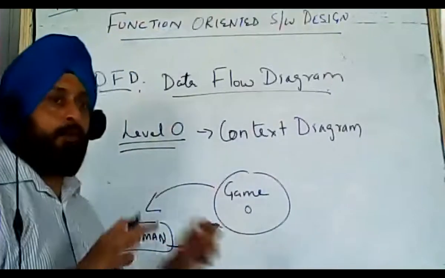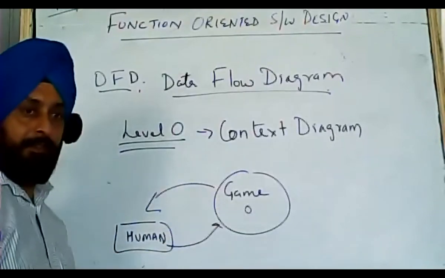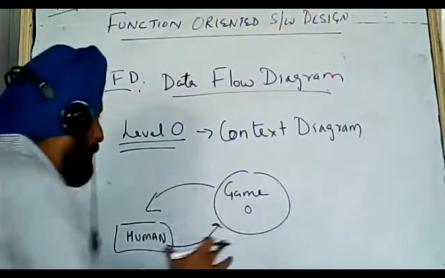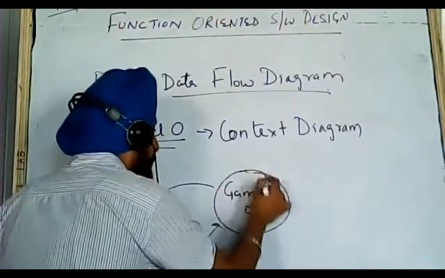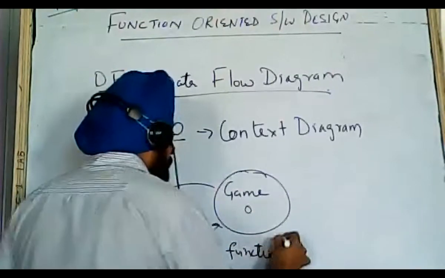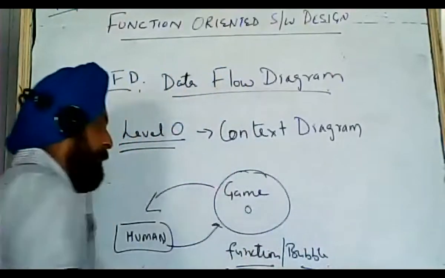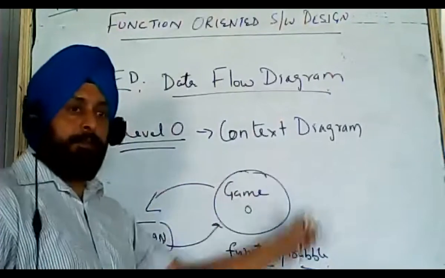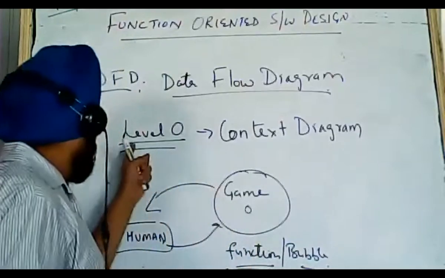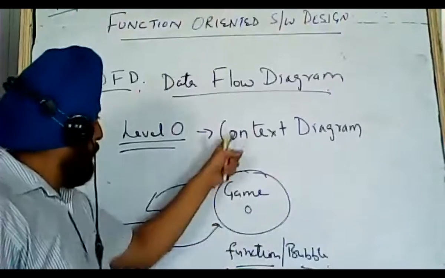We only represent the whole system and any external entity which is interacting with this system. We do not specify other things. The whole system is represented as a function, because this bubble is the symbol used to represent a function. So the whole system is represented as a process or a function. This DFD is level 0. It's a context diagram.